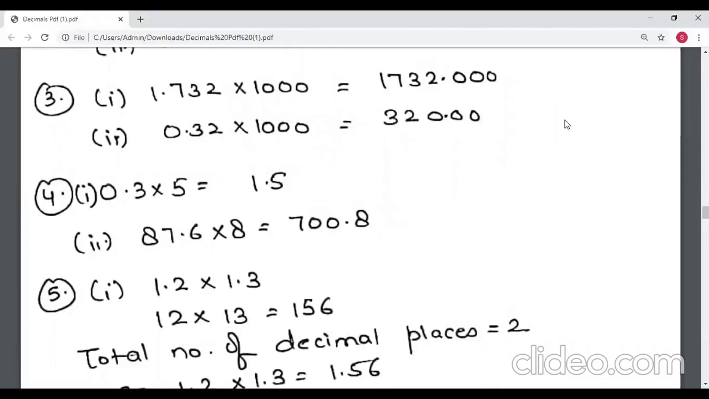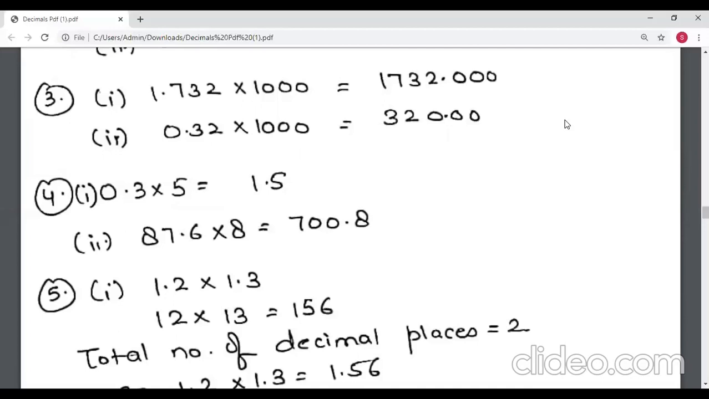Third question, first part 1.732 into 1000. You'll get the answer as 1732000, and because it has three decimal places over here, the answer will be 1732. Second part 0.32 into 1000 will give you the answer 32000, and because of two decimal places, shift the decimal from the right-hand side by two places.